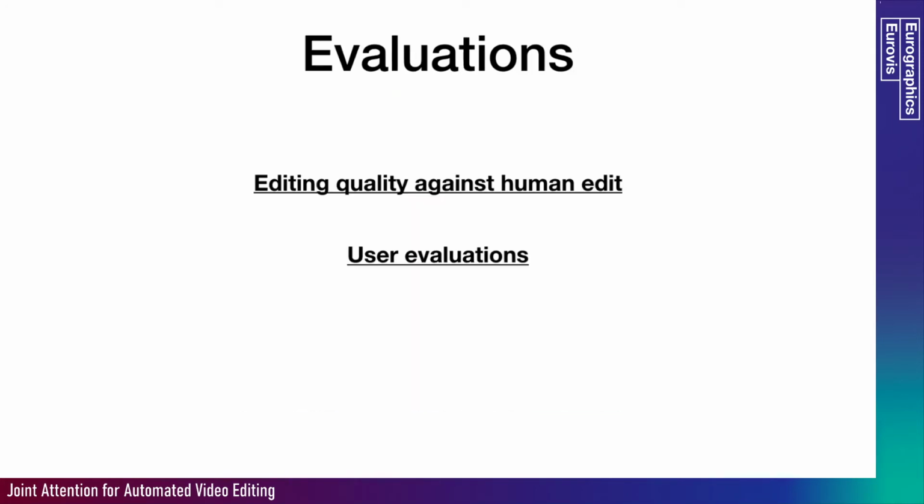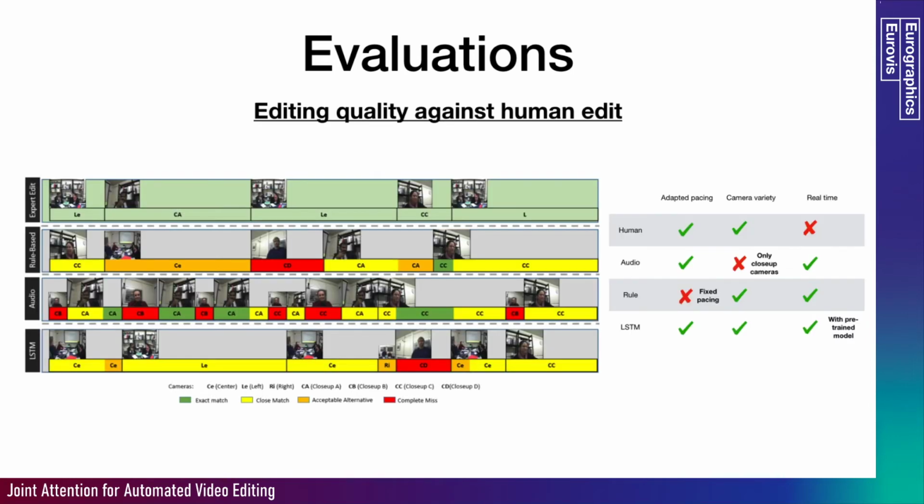We evaluated the three approaches against the human edit and through user evaluations. Compared to the human edit, the audio edit was more jittery and contained only close-up cameras, while the rule-based edit was less reactive to quick exchanges between the participants. The LSTM edit had more adapted pacing and higher camera variety, and with a pre-trained model could conduct editing in real time.